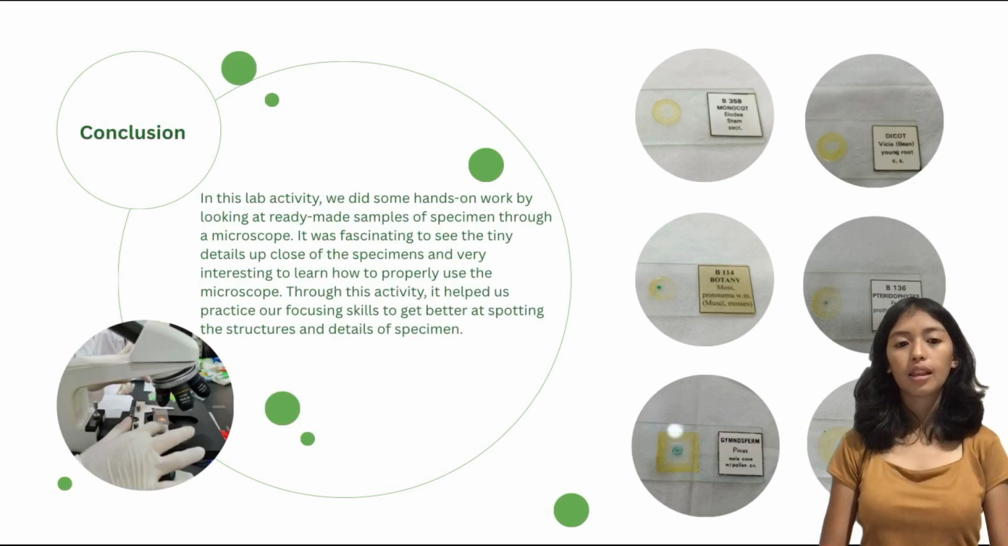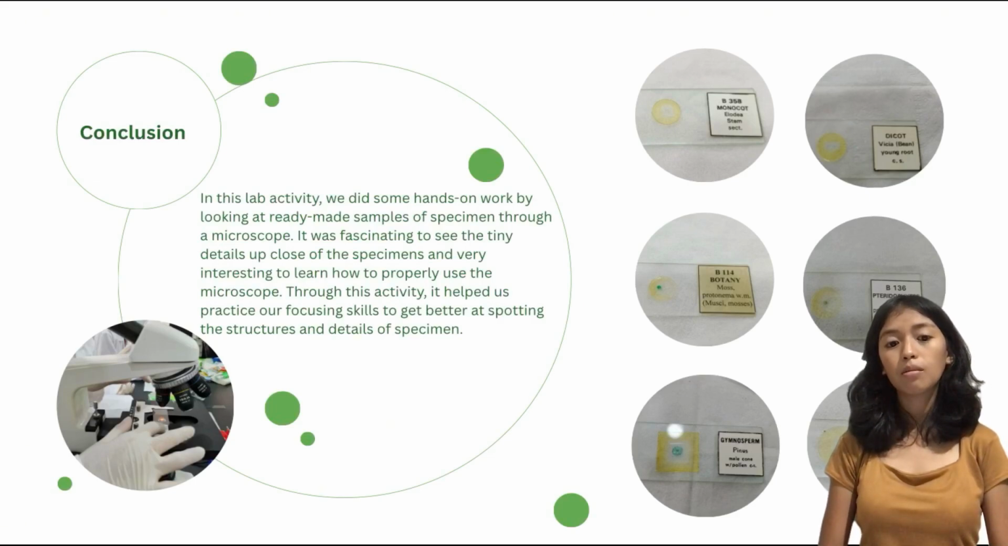Furthermore, in this activity, we learned how to properly use the compound microscope and how important it is studying very small structures of plants. By observing different specimens, we saw how each magnification helped us notice more details that we cannot see with the naked eye. This made us understand the difference between plant parts such as stem, roots, spores, and reproductive structures.